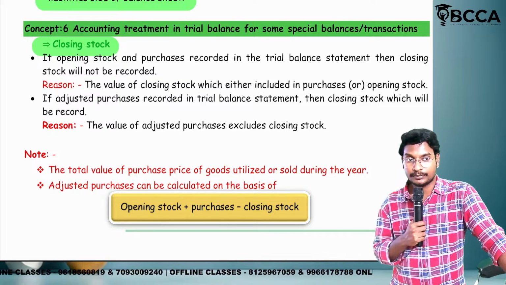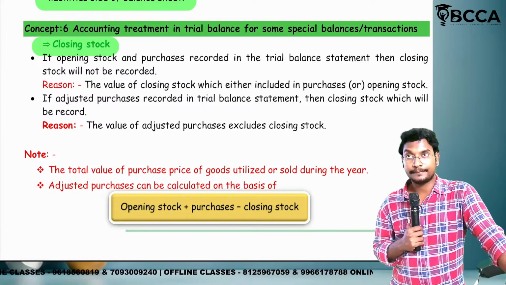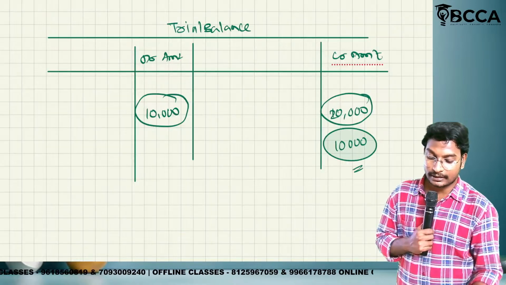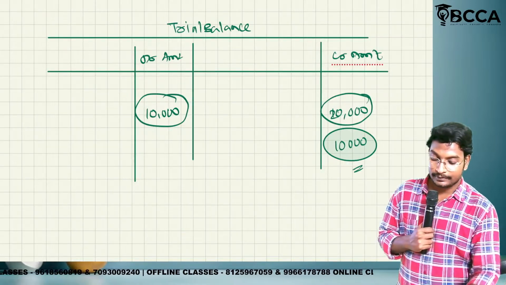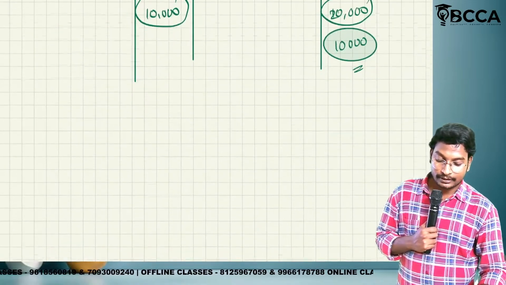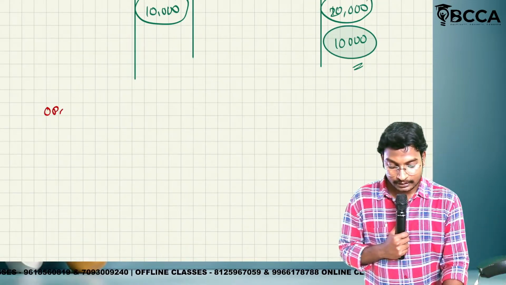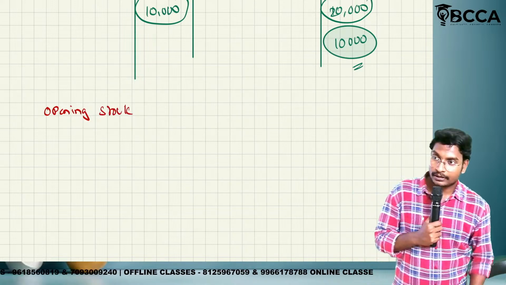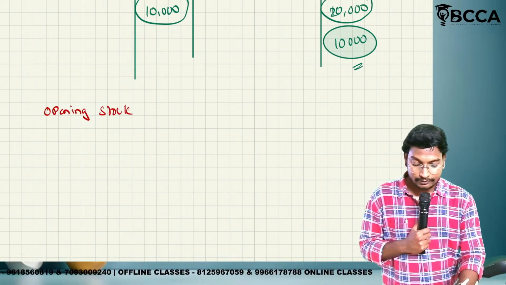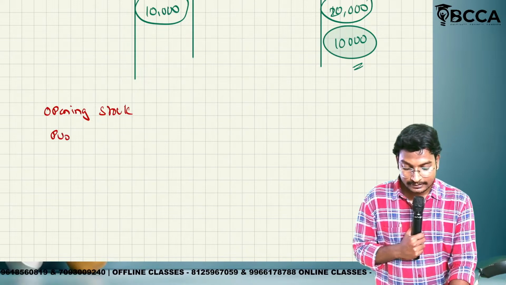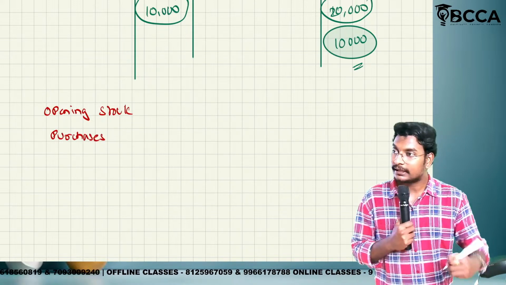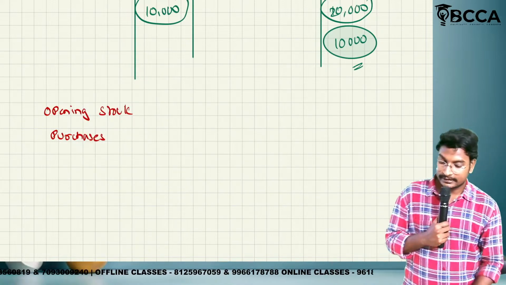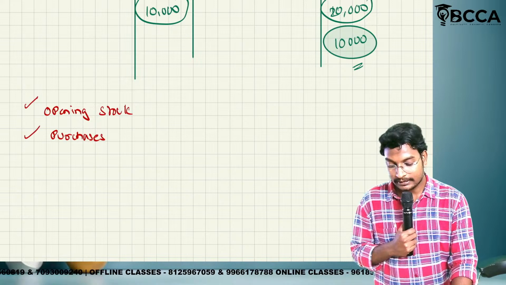Okay, now the most important point. I will take an example. What is the first option I have told you? The first option is that we already recorded the opening stock in the trial balance, and again we have recorded the purchases in the trial balance. In this case, we no need to record the closing stock. This one recorded and this one also recorded.